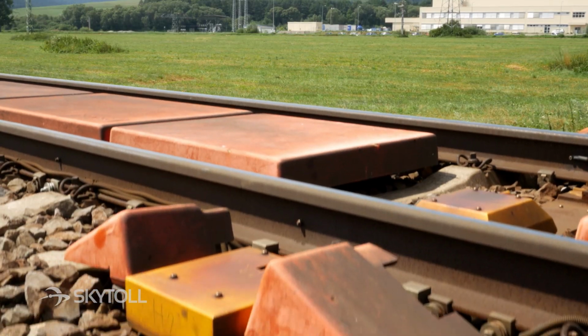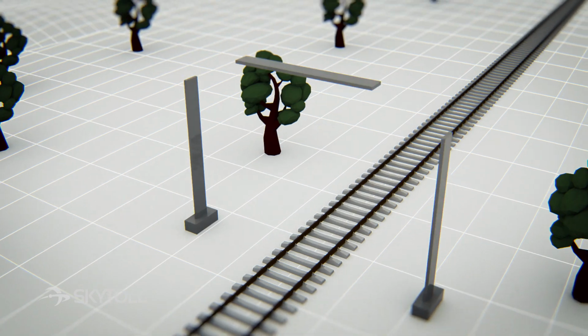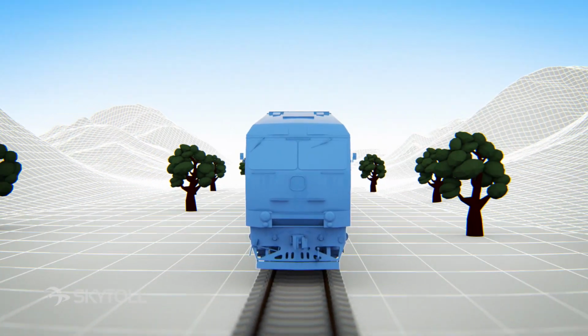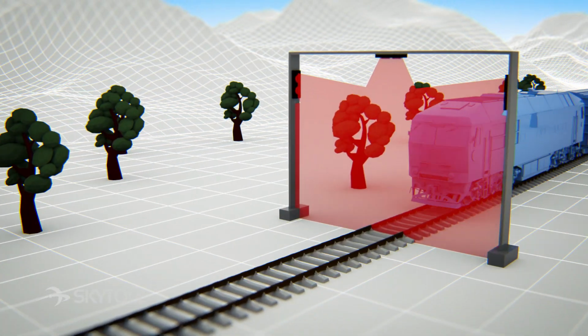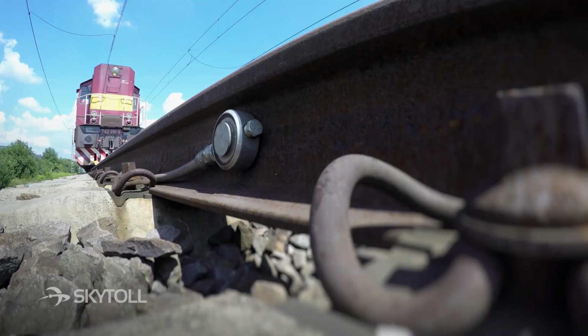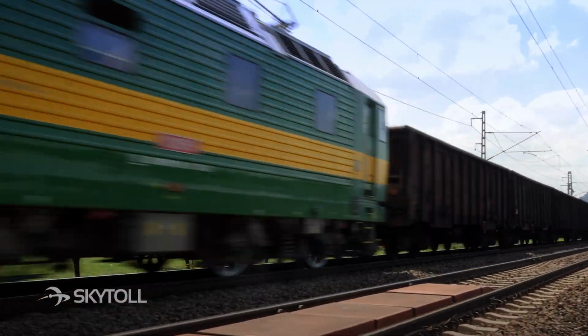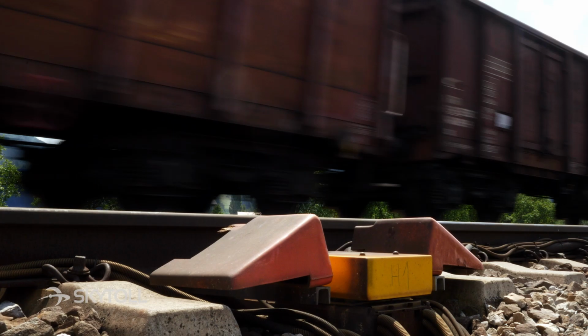The first of the three Skytoll solution components is the creation of checkpoints. Checkpoints feature diagnostic systems for detecting irregularities and defects on railway vehicles. In particular, flat wheels, hot axle boxes, hot wheel circumferences, hot discs, and many other issues.